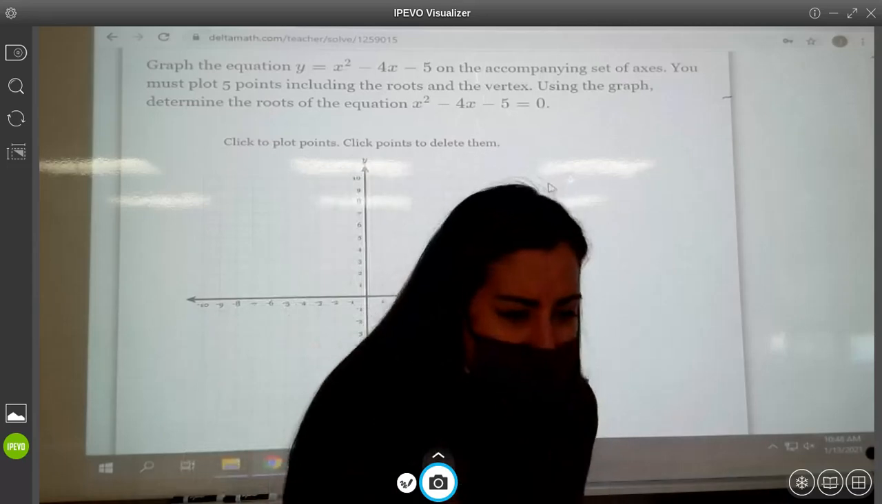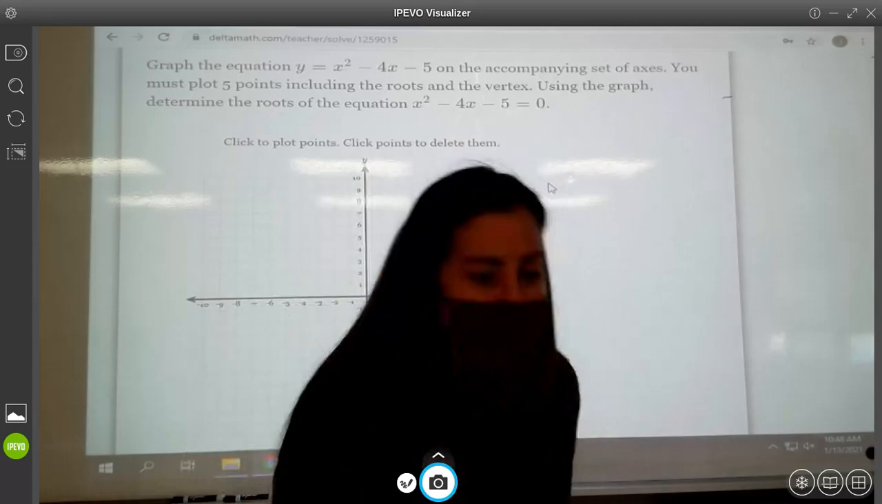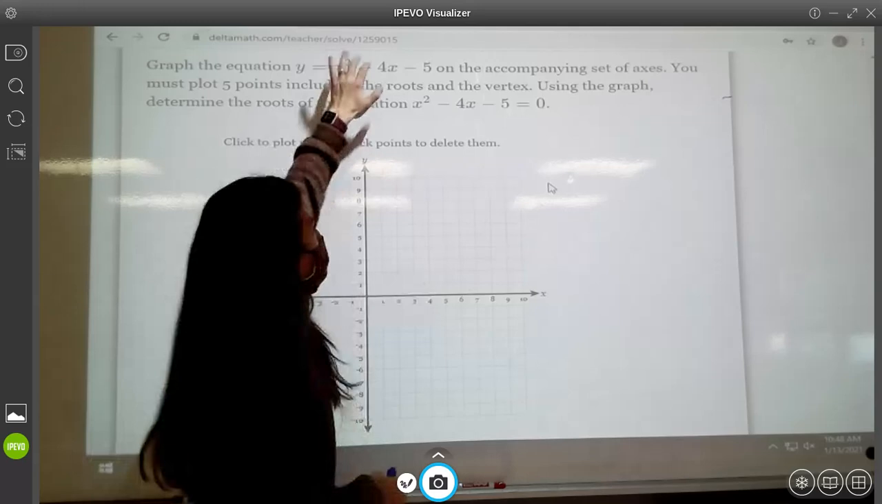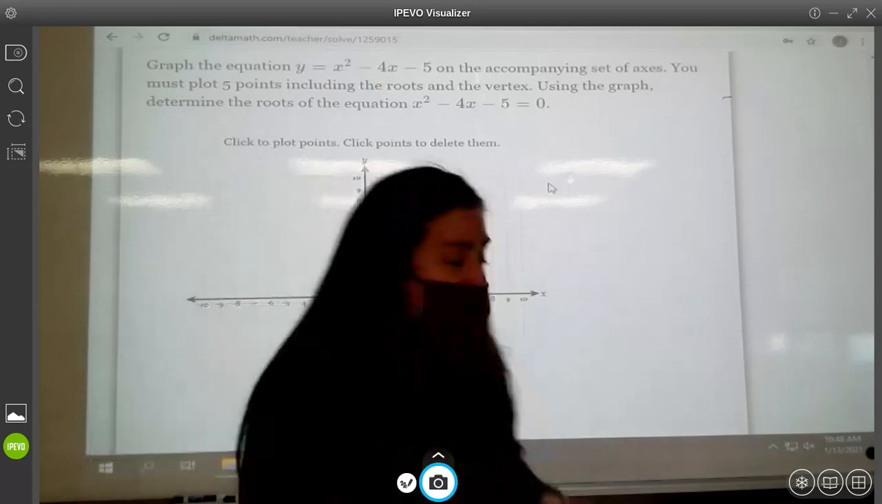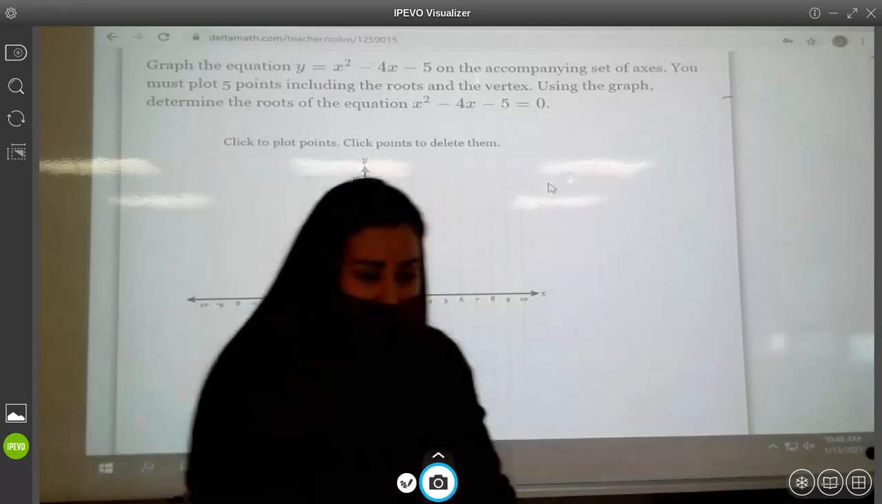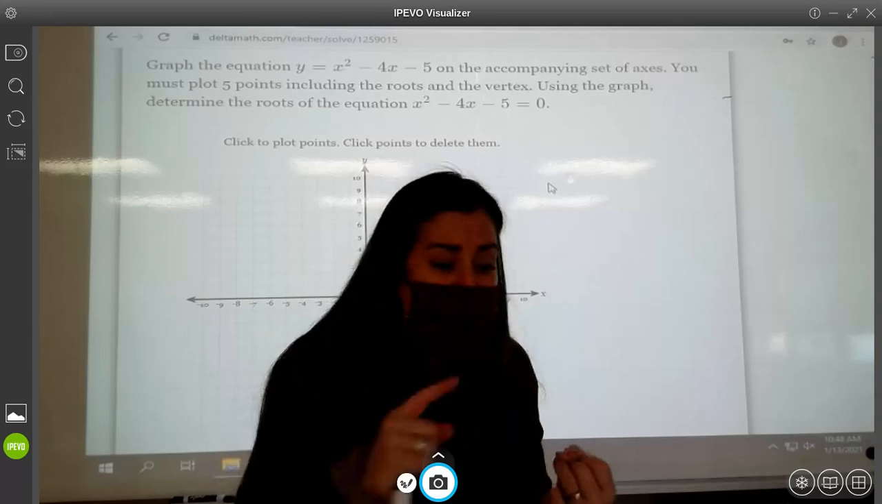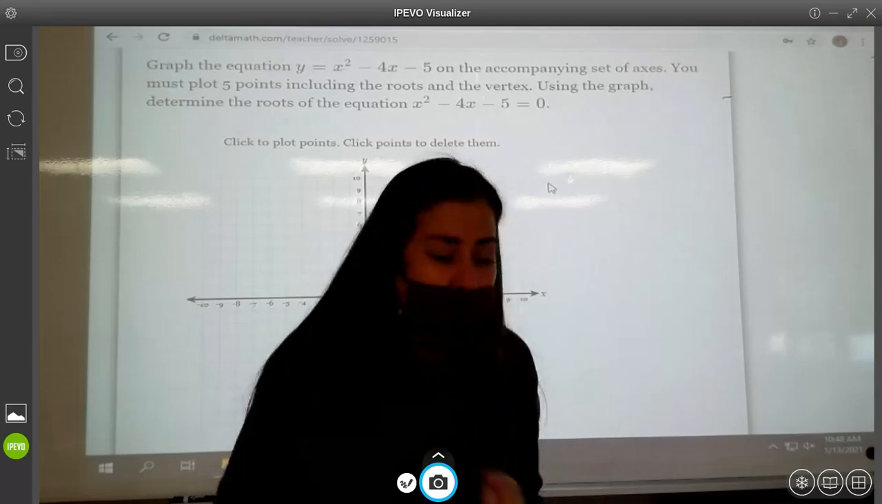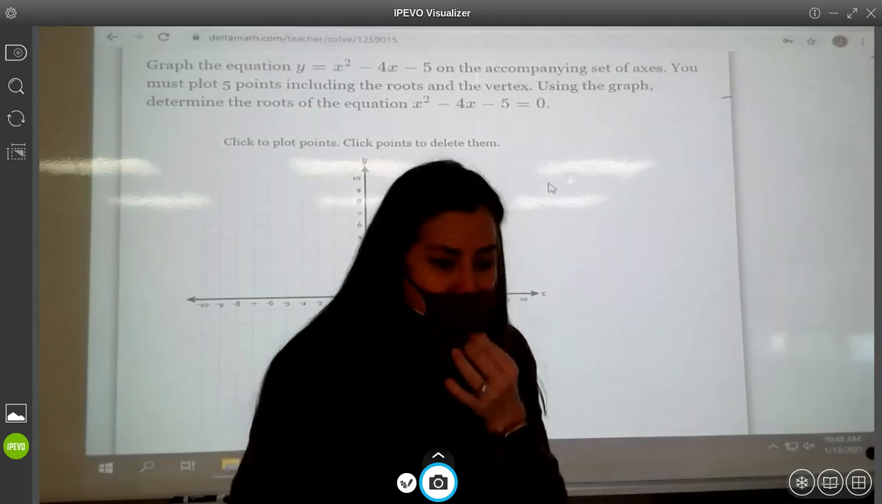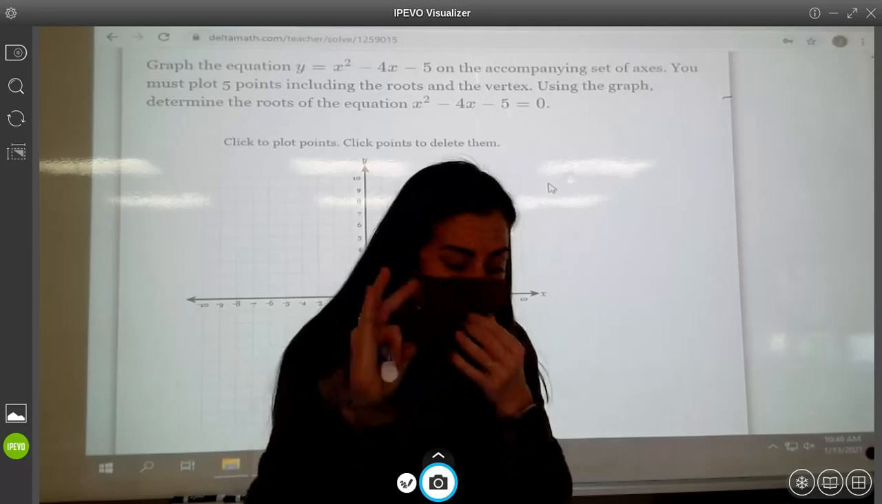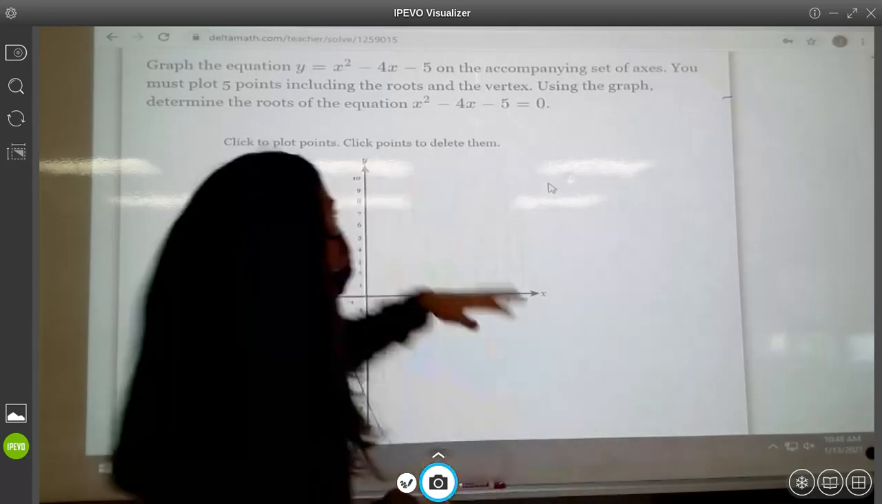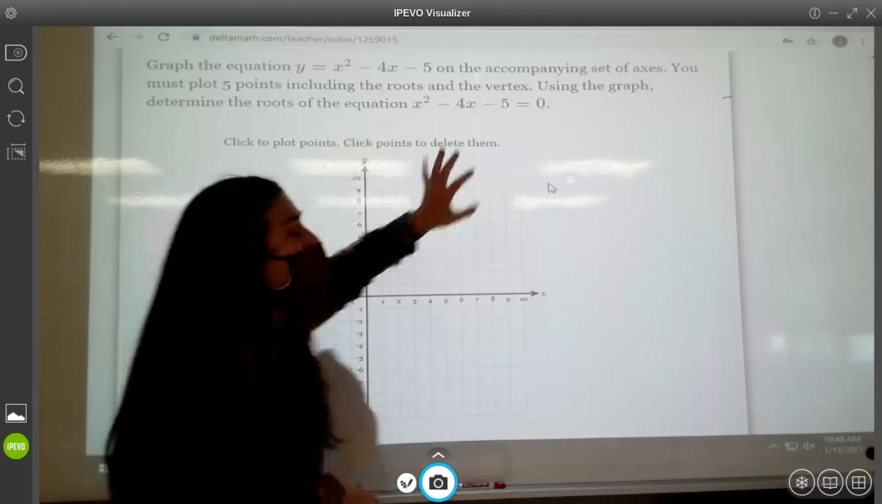Not every single question is going to ask you to do that. Every question is going to ask you to graph it. Then it's either going to ask you for the roots, like this one did, or it's going to ask you for the AOS, or it's going to ask you for the vertex. There are 3 different kinds of problems on this assignment, depending on what they ask you for after you graph it.